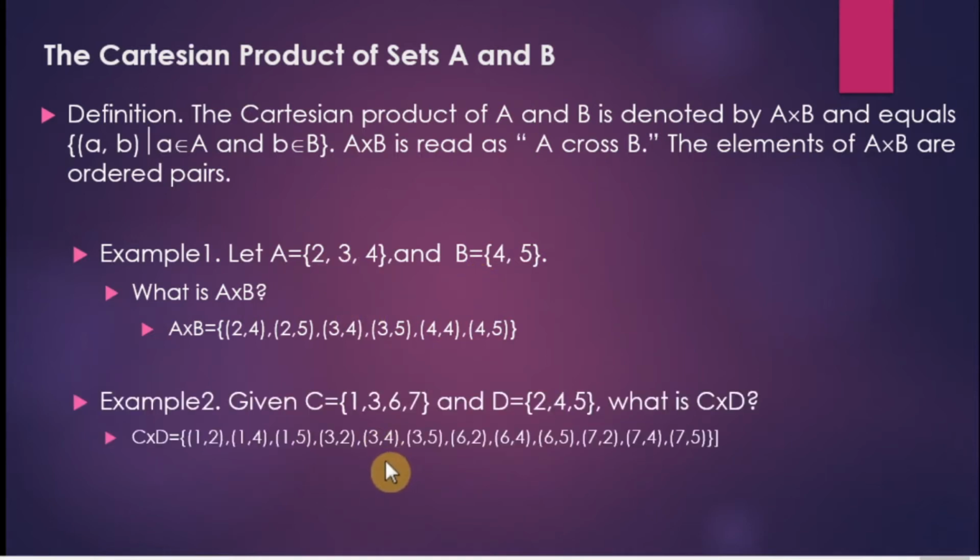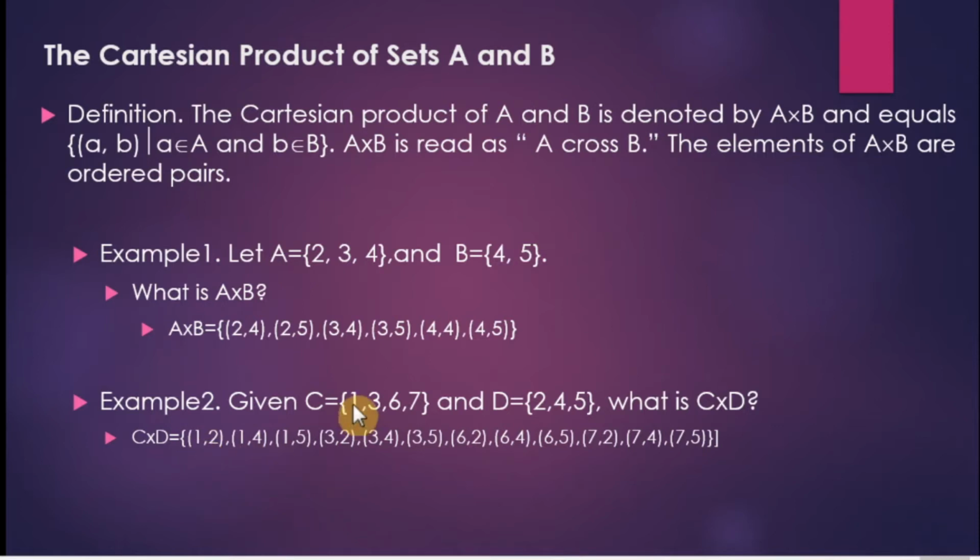Let's have another example. We are given two different sets C and D. We can see here that the elements of C are four numbers. They are 1, 3, 6, 7. And then the second set D contains three different numbers. If we are going to identify C cross D, then we have to pair the four numbers in C to all the numbers in set D. If we do that, we can identify 12 different ordered pairs or points.